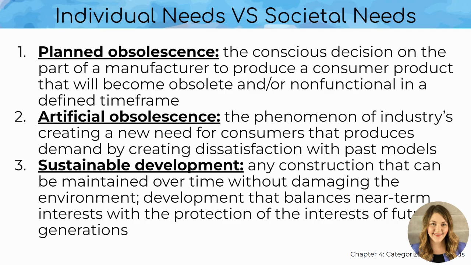When it comes to fashion, this is a great example of artificial obsolescence. Fashion creates the need for new because of new styles and colors to replace those from previous seasons. Sustainable development: we are identifying this as something that can be maintained over time without being damaging to the environment. There's a lot of conversation about that in our world right now. So when we're looking at individual versus societal needs, these are three ways that we see society pushing us into having a need for something new.